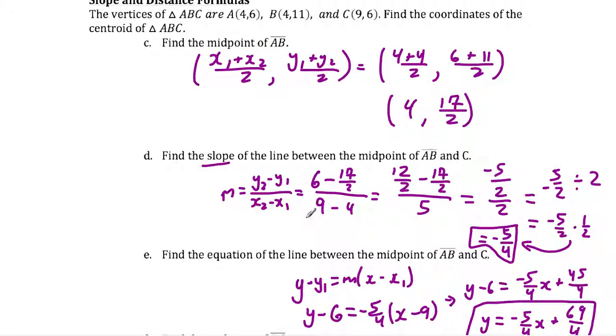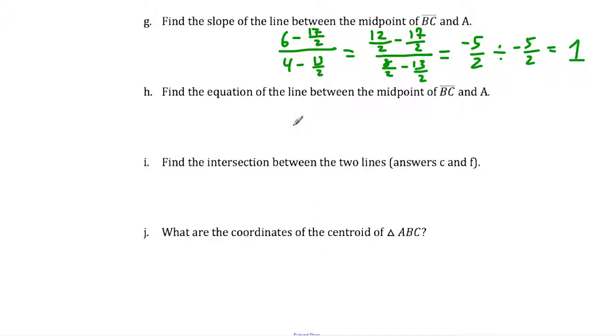So find the equation of the line between the midpoint of BC and A. Well, I like A because it doesn't have fractions, which is 4, 6. So again, if I do y minus 6 is equal to the slope, which is 1, of x minus 4, I get that y is equal to x minus 4 plus 6, so x plus 2.